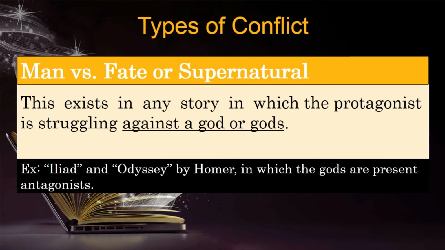Man versus fate or supernatural. This exists in any story in which the protagonist is struggling against a god or gods. Examples are the Iliad and Odyssey by Homer, in which the gods are present antagonists. The protagonist is in conflict with the gods and goddesses in Greek, Roman, Norse, Philippine, or other mythologies.